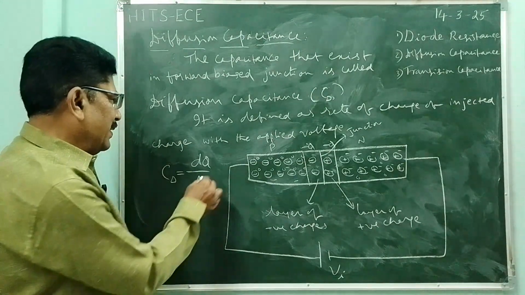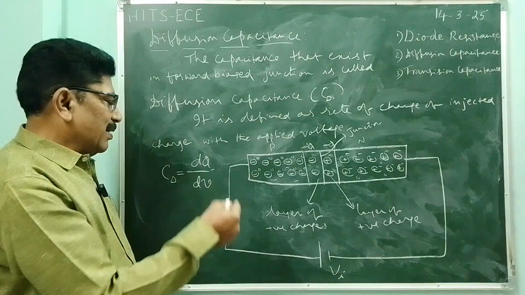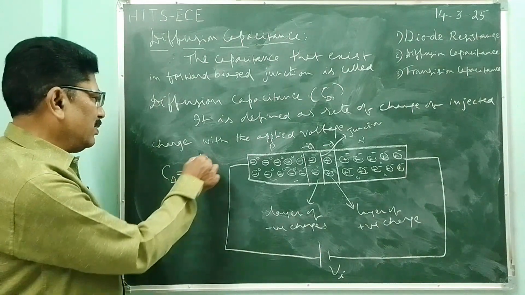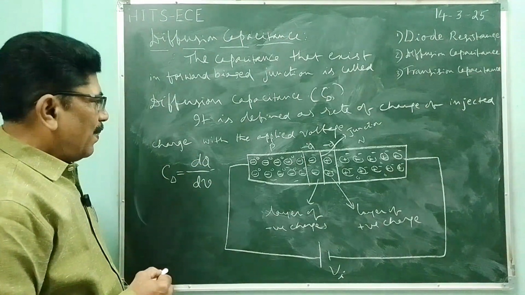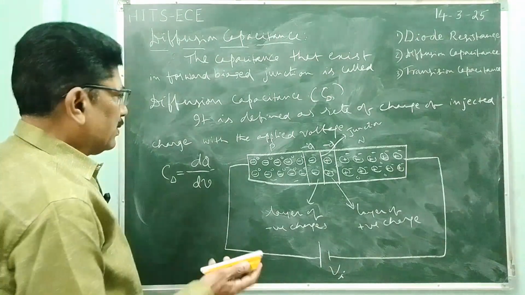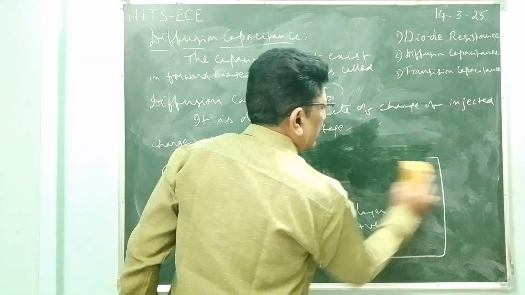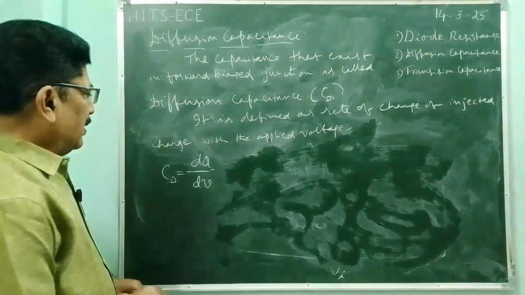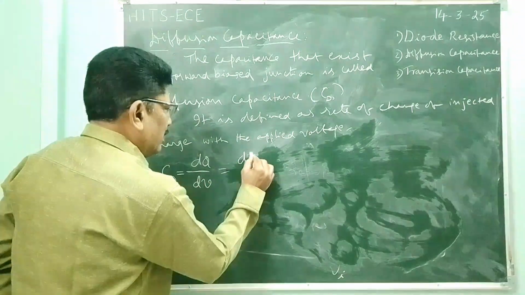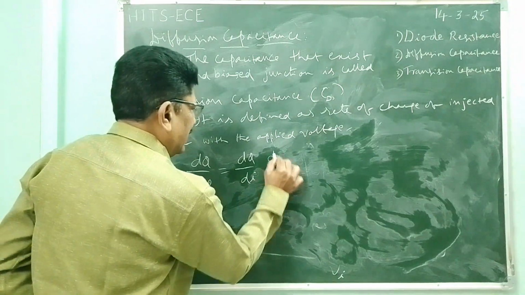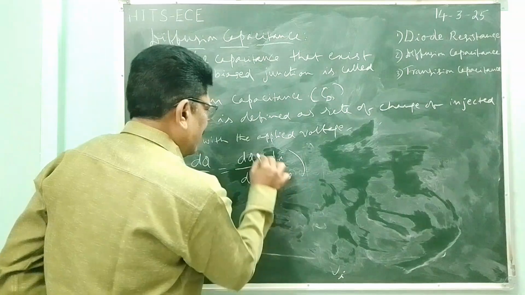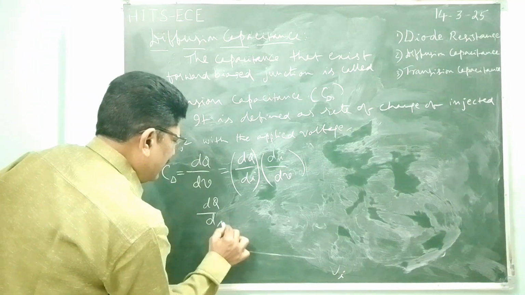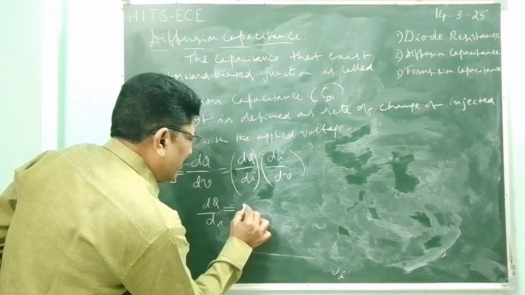CD is equal to dq by dV. A small change in the charge will depend on the small change in the input voltage. So CD is equal to dq by dV. The CD is called diffusion capacitance, and this dq by dV can be written as dq by di into di by dV. This dq by di is replaced by tau.